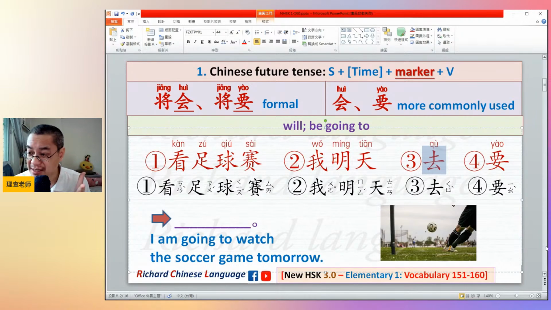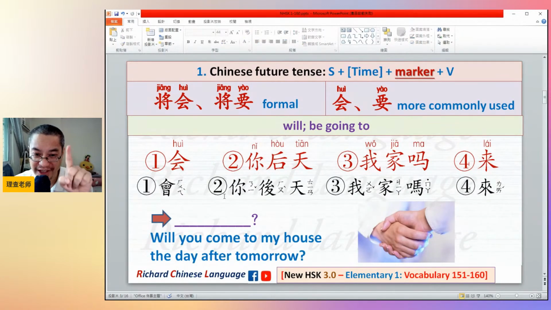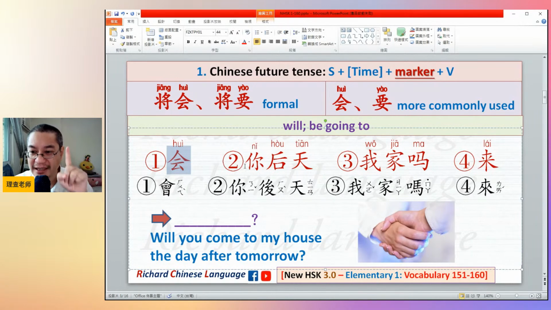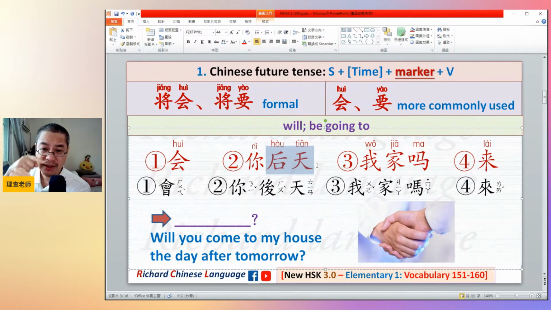Okay, very good. So let's see the other quiz for you. 会, it's like will or be going to, right? 会你后天. 后天 means the day after tomorrow. So it's today, tomorrow, the day after tomorrow. It's like 今天 today, 明天 tomorrow, 后天 the day after tomorrow.